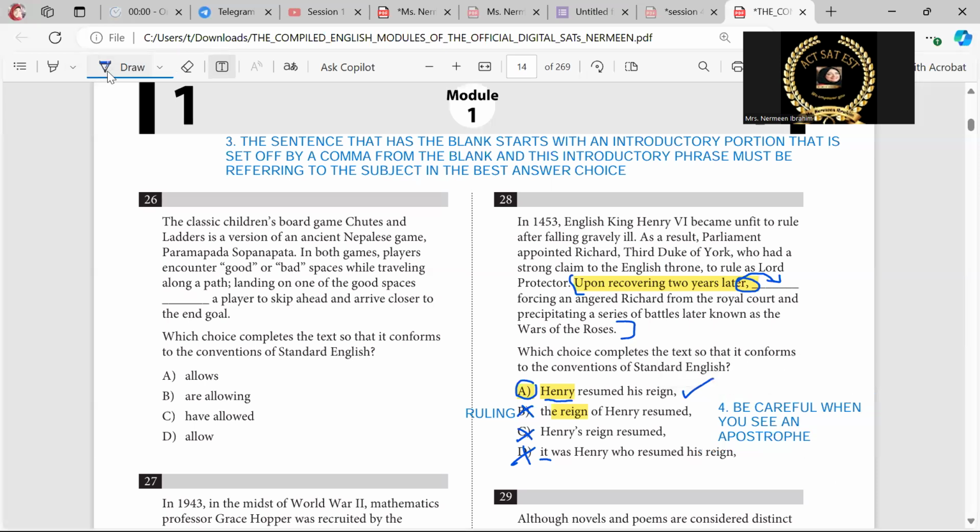Why? Because this is Henry, but this is Henry's reign. It's not Henry, it's his reign. So as if B, the reign, and C, Henry's reign, are the same. It's the reign that is in the subject place. Okay, so we're done with the 4 tips related to the modifiers.